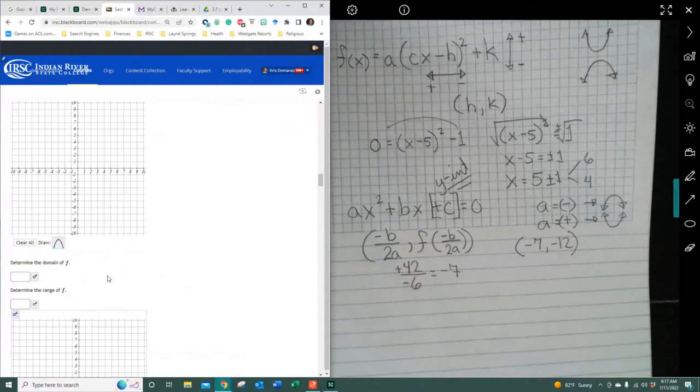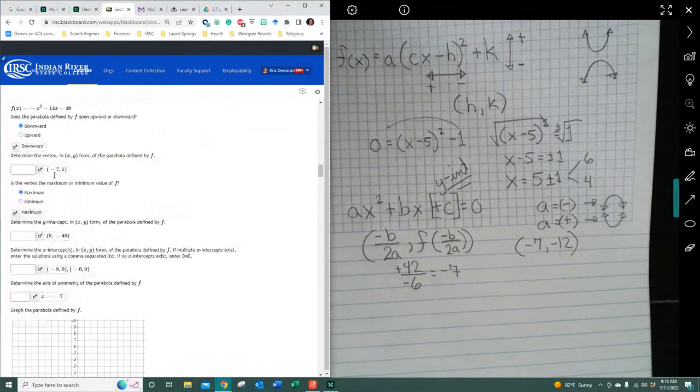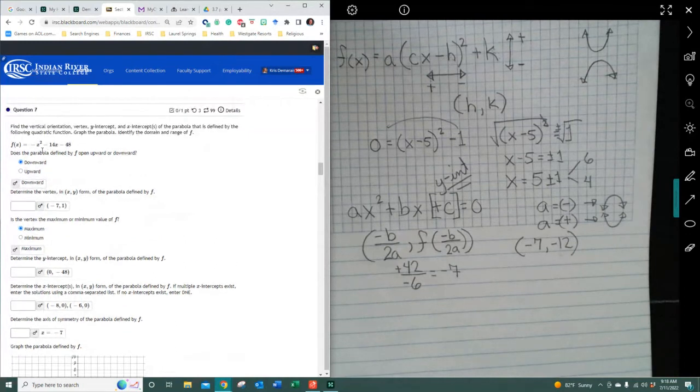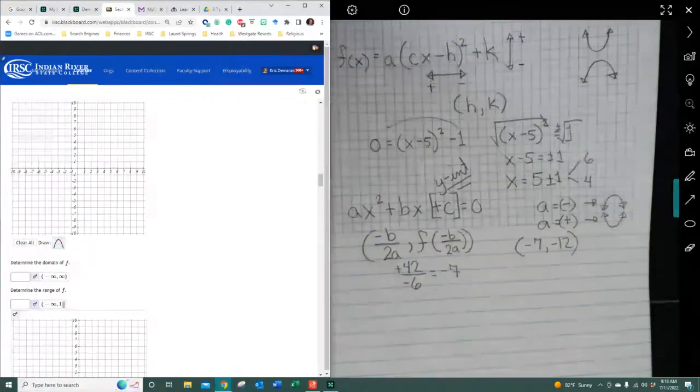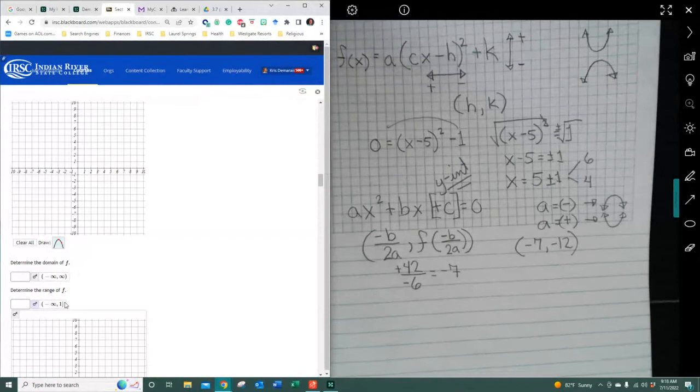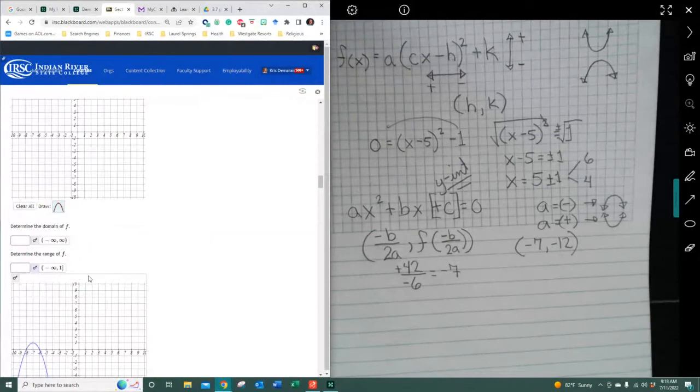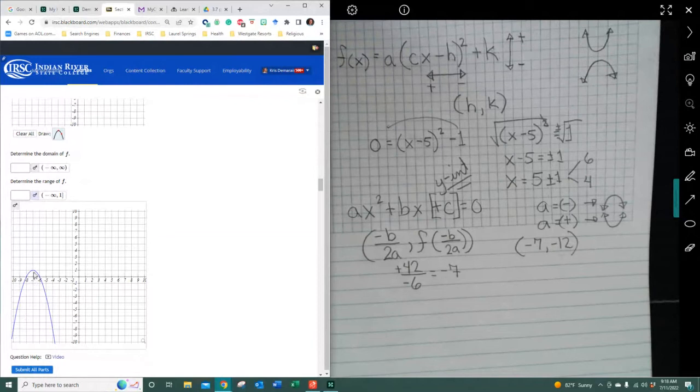Domain for all quadratics, unless it's not a function, is always negative infinity to positive infinity. And then the range, if it's a downward bound parabola, would be negative infinity all the way up to where it stops going up. For this particular one, it stops going up at 1. So it's going to be negative infinity to 1 inclusive. That's the answer. I say inclusive purposefully because it's important that you include that value, because it goes all the way up there and stops.